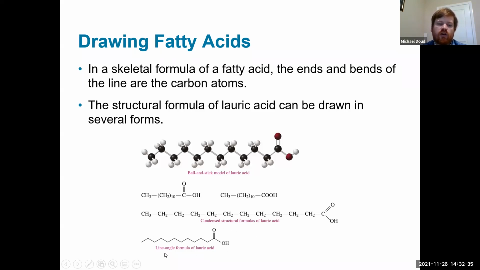Again, I usually prefer to draw the line angle structure because you don't have to write so many CH2, CH2, CH2. You have a few different condensed options here. For example, because you have 10 CH2s in a row, you can write it this way, where you have a methyl group at the end, followed by CH2 in parentheses with a subscript of 10, followed by a carboxylic acid. That's also a fine way to draw that.